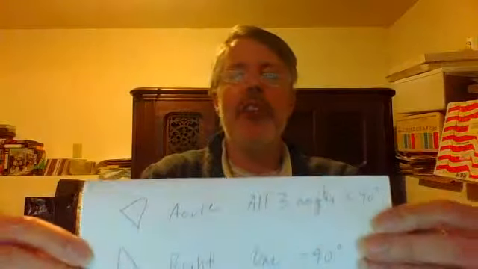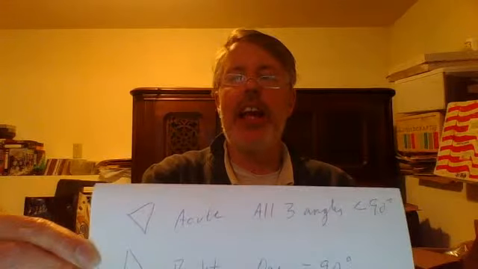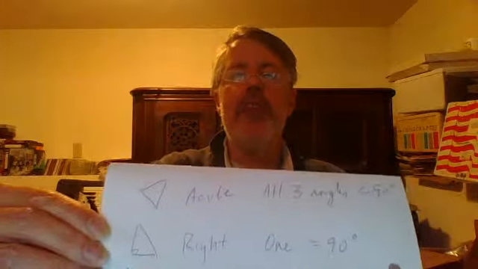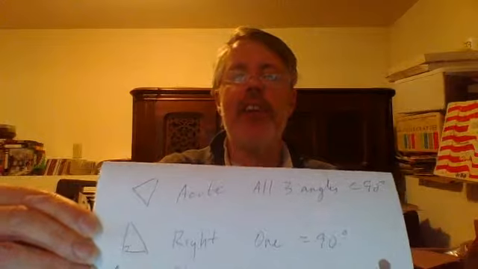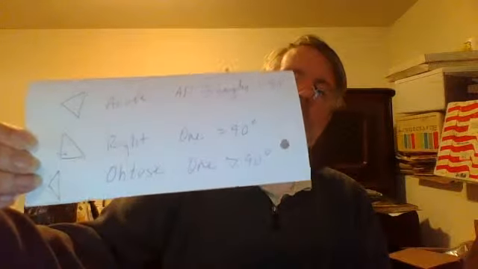We can also give triangles a special name based upon one of their angles. An acute triangle means that all three angles are less than 90 degrees. All three angles are acute. But if there's one right angle, that turns the whole triangle into a right triangle. And if there's one obtuse angle, that turns the whole triangle into an obtuse triangle.